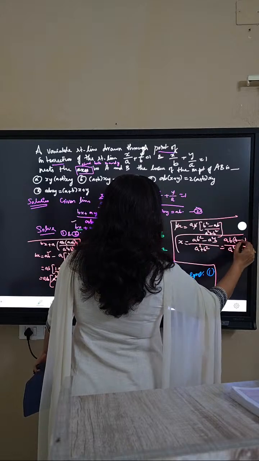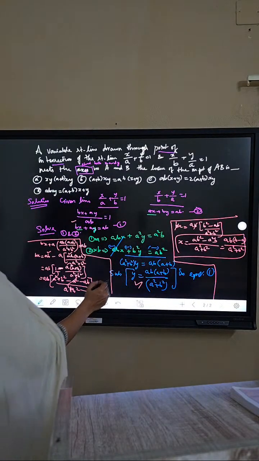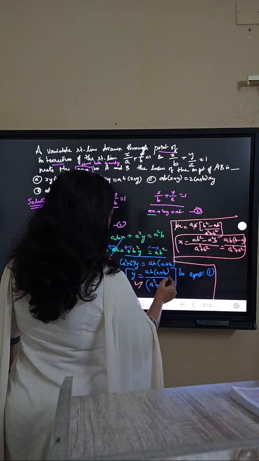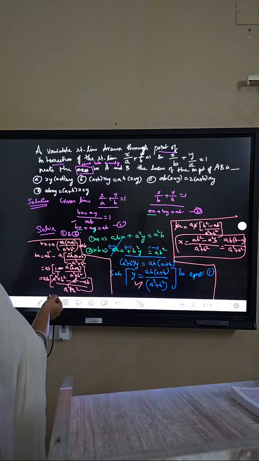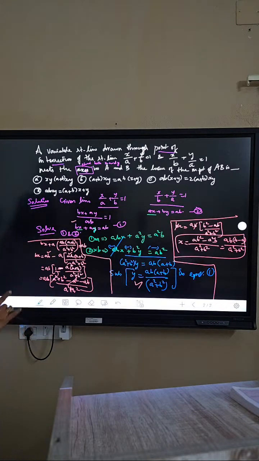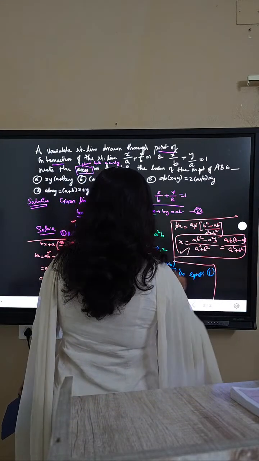So you have calculated x and y value. So x value, y value is ab into (a plus b) by a square plus b square. Is there any other option? Okay, that's all. So this negative sign only plays a vital role. So y is here, x is here. So this is x and y.